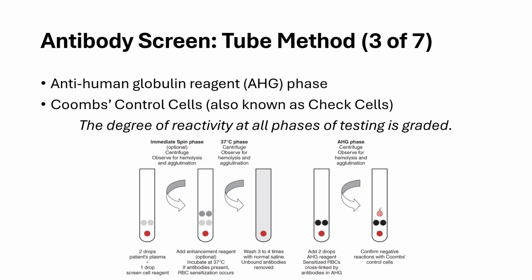For grading of reactivity, the strength of agglutination or hemolysis is graded during all test phases, and this helps to assess the antibody strength and clinical significance.